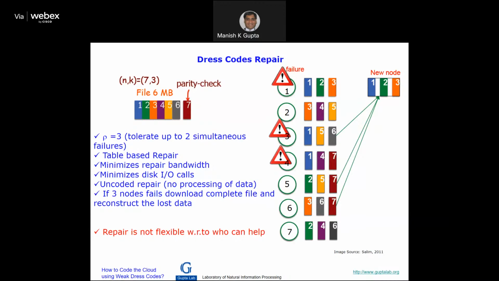I showed you one example where a linear combination of the packets was restored. This is not needed here. And if 3 nodes fail, download the complete file and reconstruct the lost data. One thing is there: here, repair is not flexible with respect to who can help. I told you one property of regenerating codes, what Dimakis gave, the idea that if a node fails, you can connect any d nodes to reconstruct it. Here, that property is lost. Instead, you contact some specific nodes to reconstruct. That is the difference. I think that is clear.